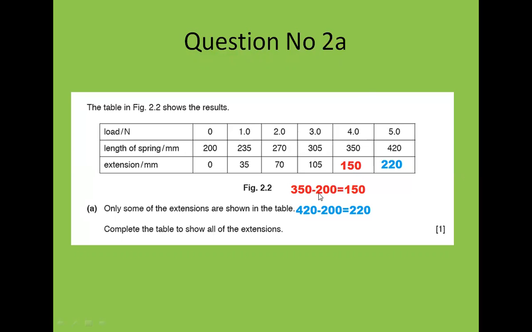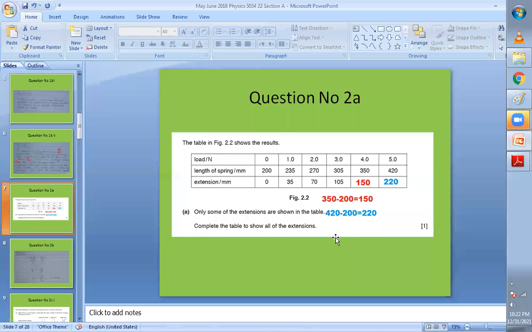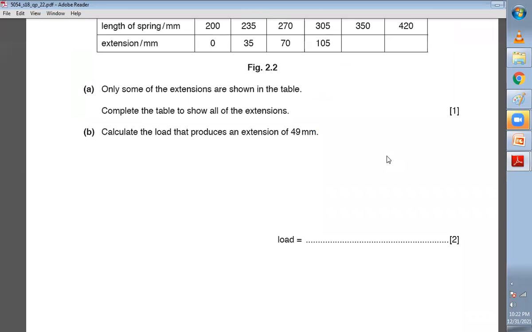How did you get 150? 350 minus 200. This length minus unstretched length. How did you get 220? 420 minus 200. L minus L naught. So I hope you understand this. So this was a 1 mark question. Okay, so let's move to the next part.